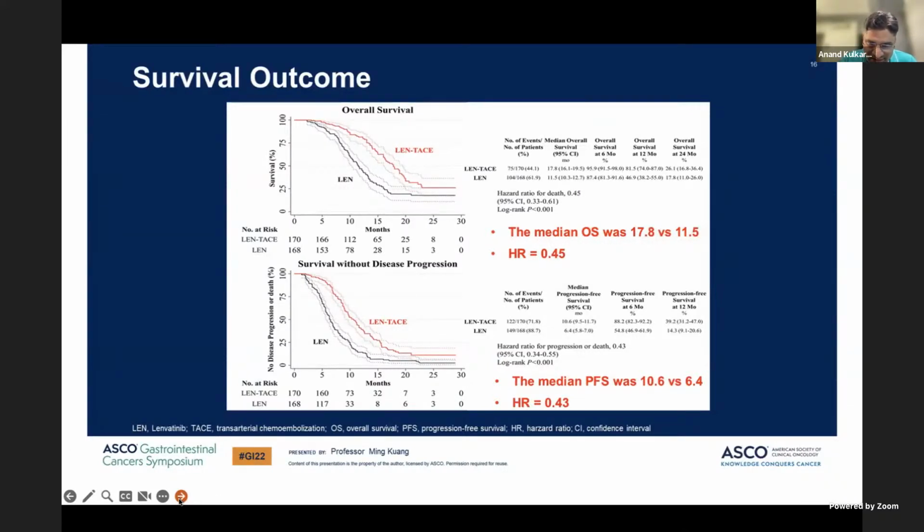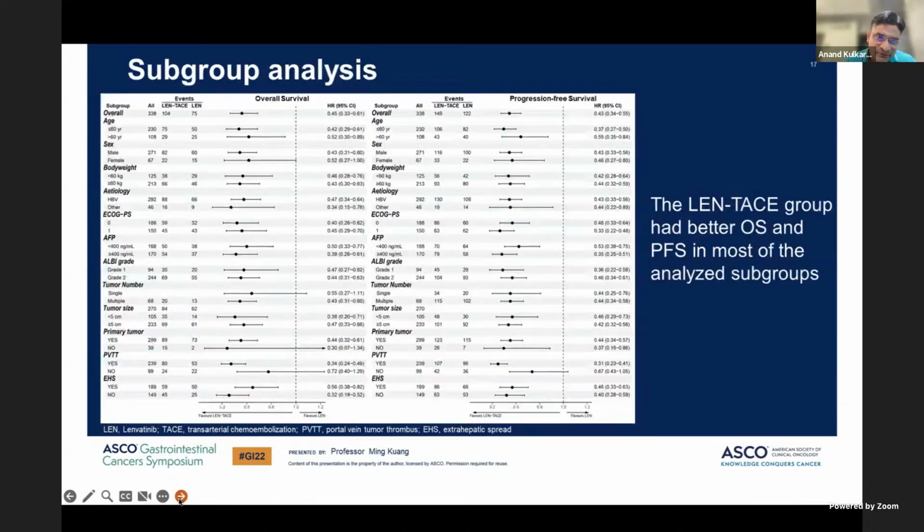Survival without progression, that is median progression-free survival, was also much better in the combination arm of lenvatinib plus TACE compared to only lenvatinib.